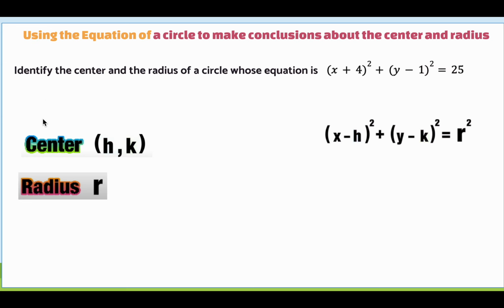Now, the last type of example is using the equation of a circle to now go backwards. Can we use an equation that's given to us to make conclusions about the center and the radius? Now, these questions are always going to ask you, what is the center and what is the radius? That's just the common theme of circle equations. But it says identify the center and the radius of a circle whose equation is x plus 4 squared plus y minus 1 squared equals 25.